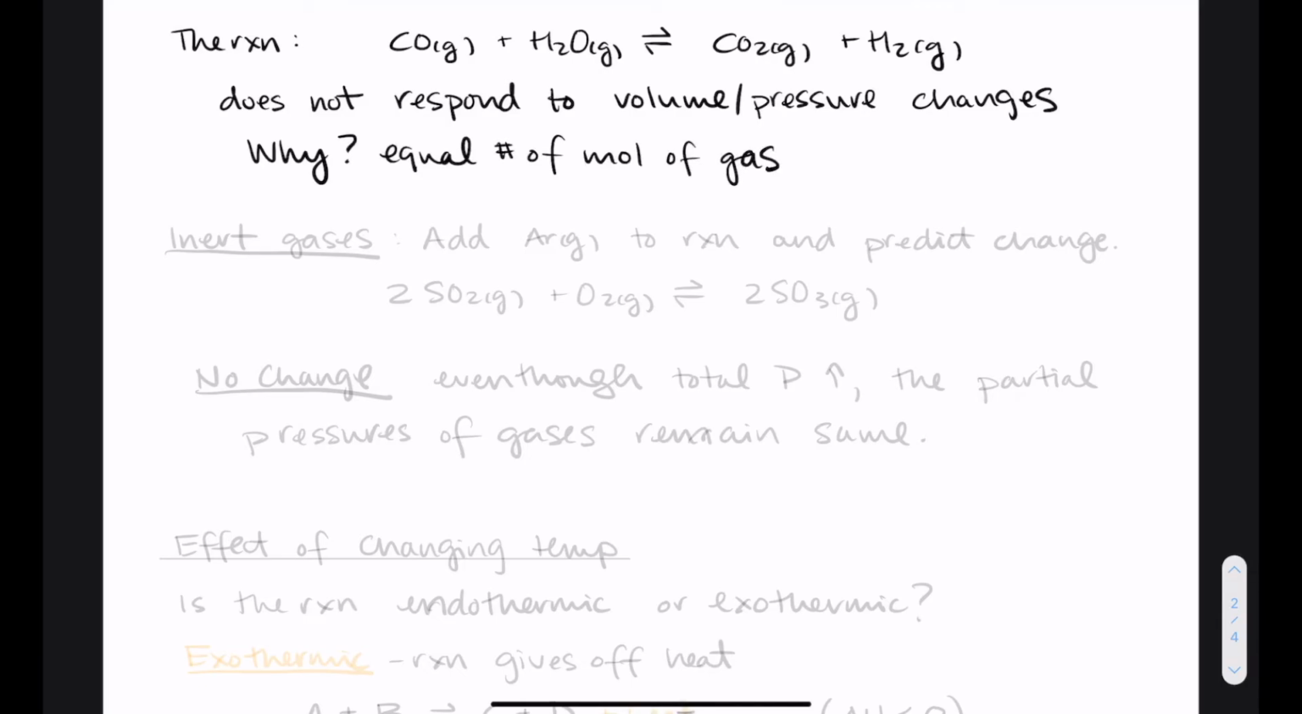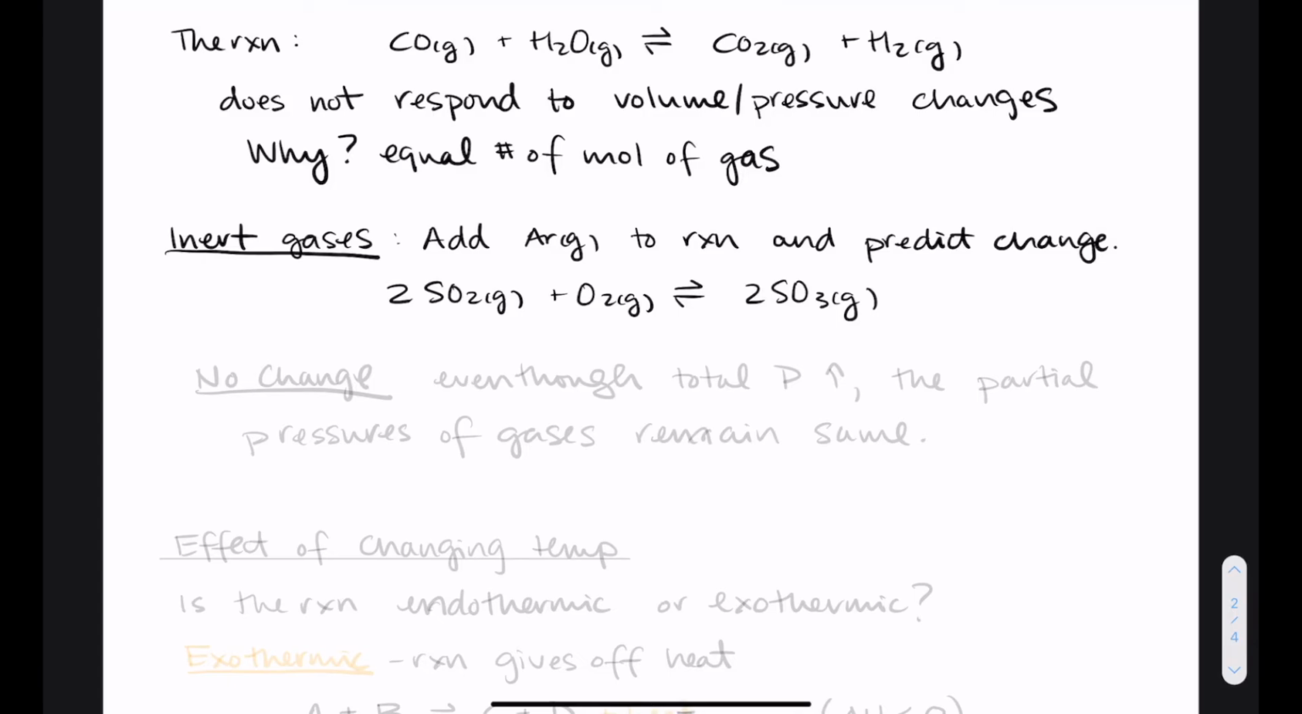What if I change the pressure in the container by adding something like argon? So I'm going to add argon gas to my reaction within this container, and argon is considered an inert gas, right? It's a noble gas. These are things that aren't going to react with anything that we have. What would happen? The pressure inside the container has increased, but we see no change.